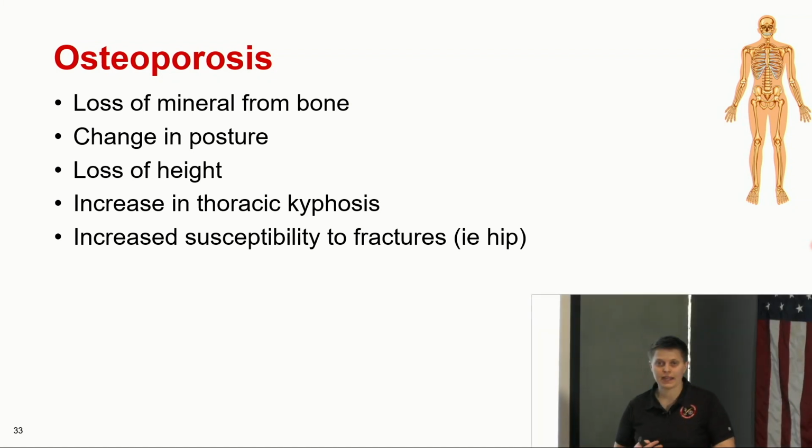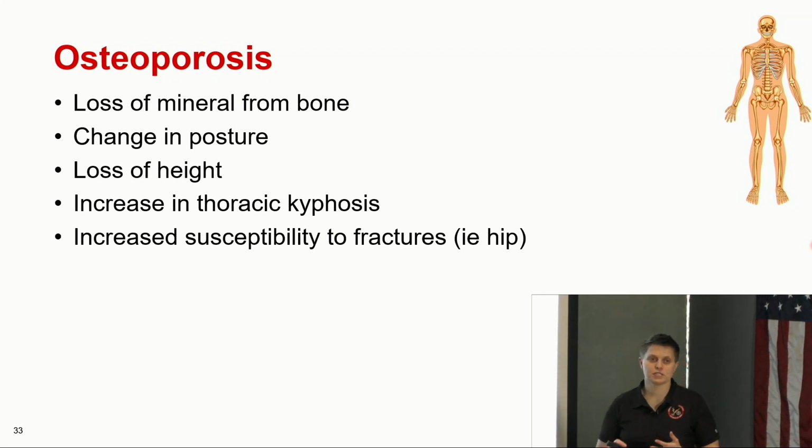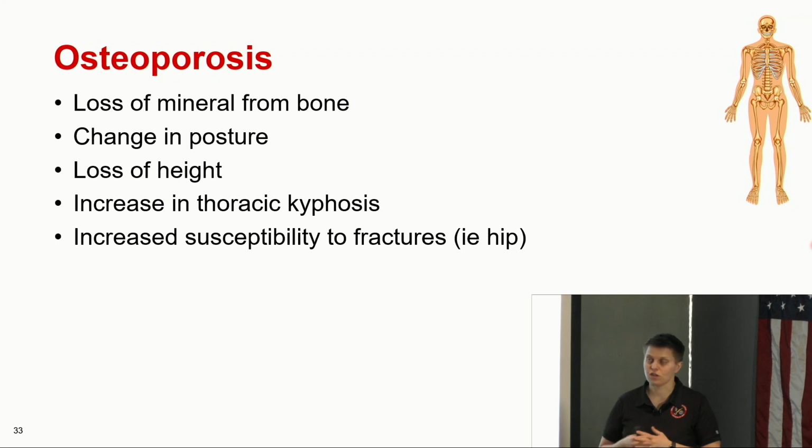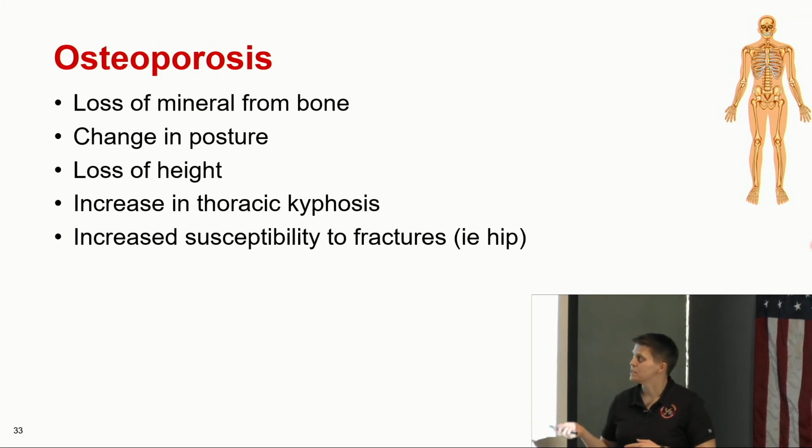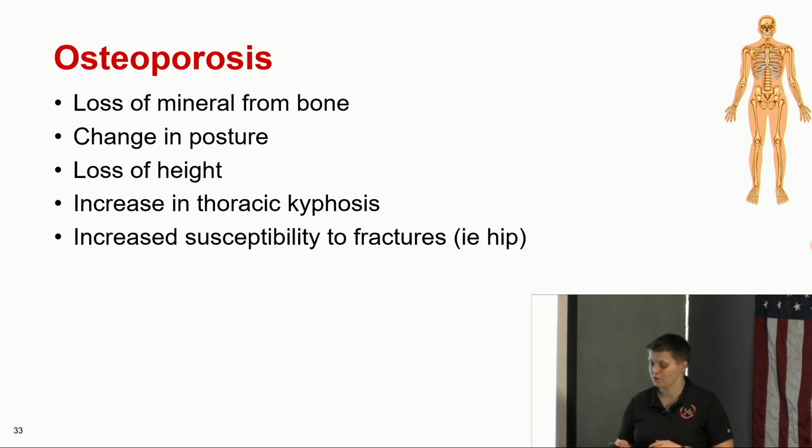There's a loss of height, an increase in thoracic kyphosis, so that's that hunching of the top part of the back, and they're much more susceptible to fractures. So this obviously plays into your traumatic evaluation, or your evaluation of elderly patients who are victims of trauma. But all of these changes come as a result of losing mineral from the bones.